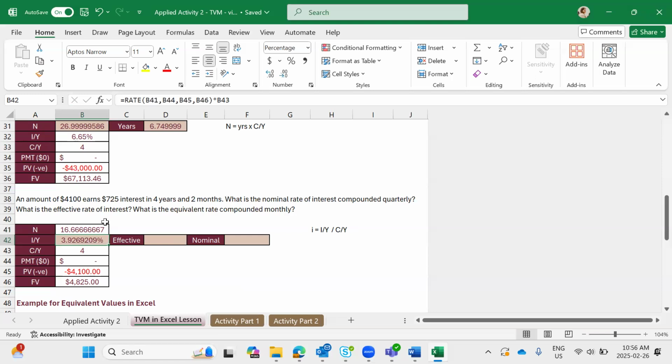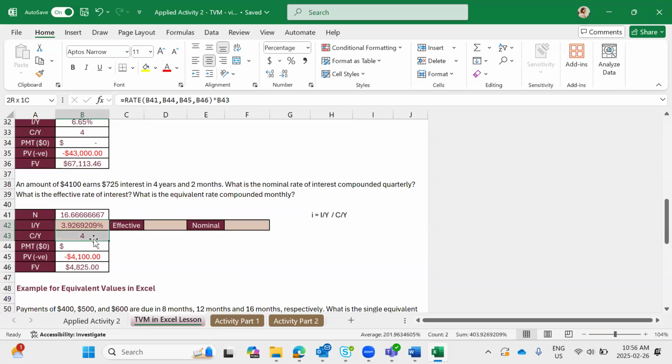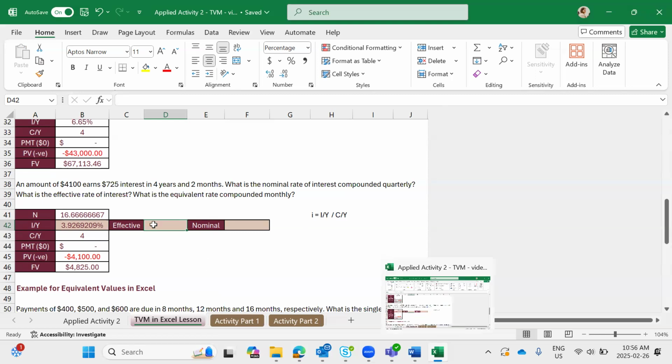Then the next part of this question, once you have your IY, is that we found the equivalent rate of interest compounded monthly. In order to take an interest rate that's compounded quarterly and convert it into an interest rate that's compounded monthly, there's two steps in the process. The first is that you find the effective rate. The effective rate means the interest rate converted to compounding in 1 year. So basically, the effective rate converts it to just a 1 year compounding amount. And then once you have the 1 year compounding amount, you can convert that into other compounding amounts.